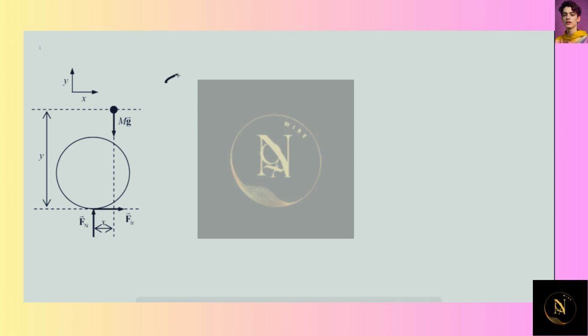We know that this system has translational equilibrium in the x and y directions, static equilibrium. So we can apply Newton's second law in the y direction. This would be equal to the force normal minus the weight mg. This is equaling 0, and so the force normal is equaling mg.